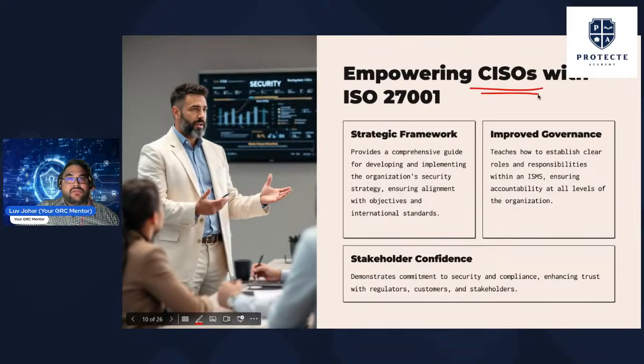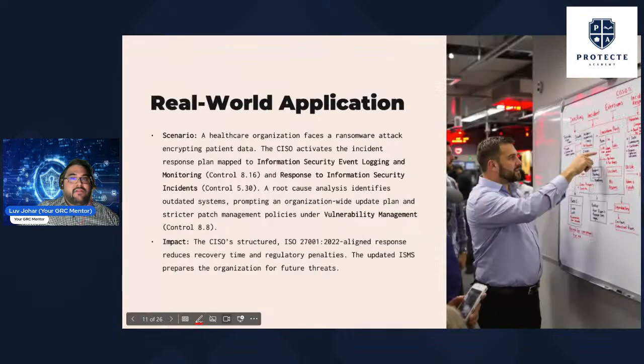Then empowering CISOs, definitely, because CISOs are a critical part of the organization. It gives you a strategic framework understanding, improved governance, and stakeholder confidence as well, because you learn how to get buy-in from the management in terms of the different management review meetings that ISO 27001 recommends, and basically establishing clear roles and responsibilities, which is an integral part of ISMS. So definitely, if you are a CISO as well, it will be an add-on.